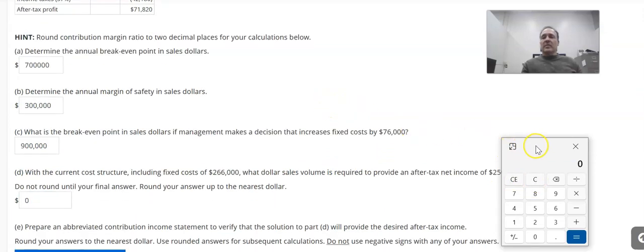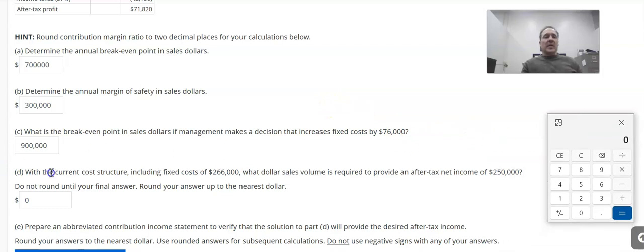And then let's see, let me move this calculator a little bit out of the way. It says with the current cost structure, including fixed cost of 266. So we're not considering the 76,000 extra here, just the 266. It says what dollar sales volume is required to provide an after-tax net income of $250,000. Also notice this could be very important. It says do not round until your final answer, and then round up your final answer to the nearest dollar. Round your answer up to the nearest dollar.